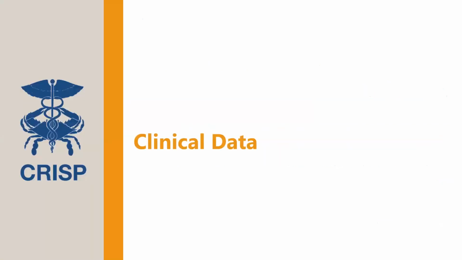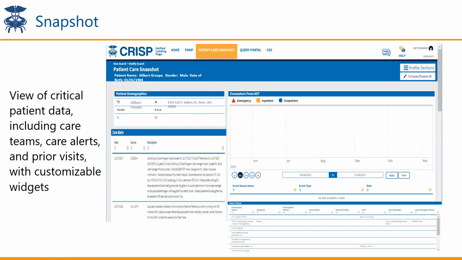Next slide. And then moving on to clinical data. There are two tabs in the unified landing page that contain clinical data. The first is the patient care snapshot tab, and this is really a high-level overview. This is not tons and tons of data in bulk. But at a very high level, on the top right you can see encounters from ADT, which is admission, discharge, and transfer. You can very quickly start to get a sense of whether your patients are going to the emergency room every 3 days, or are having long inpatient stays. You'd be able to see that in a graphical and in a tabular view.